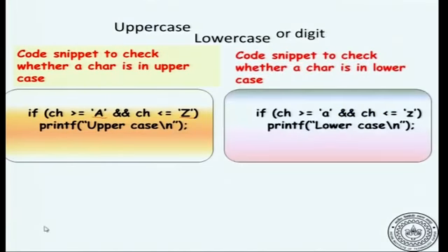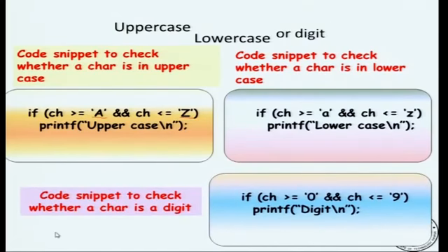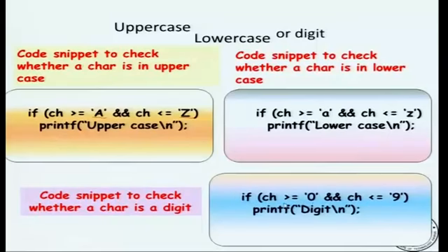Similarly, let's say that if you want to check whether a character is in lowercase, you can analogously write that the character is greater than or equal to 'a', little a in single quotes, and it's less than or equal to little 'z' in single quotes. If that is true, then you print that it is in lowercase. Now, if you want to check whether a given character is a digit, similarly you can say that it's greater than or equal to the character '0' and this is less than or equal to the character '9'.